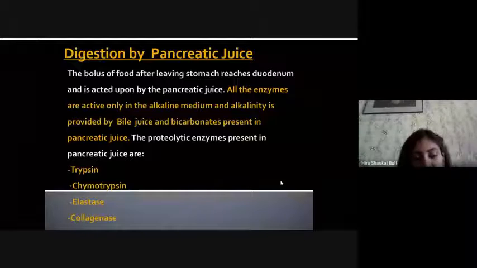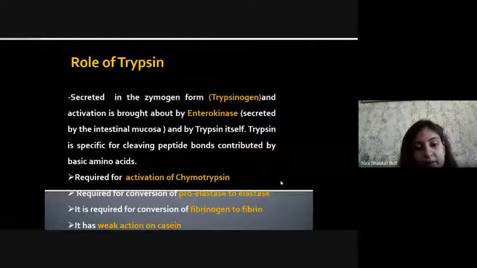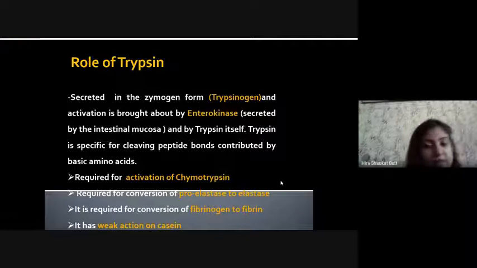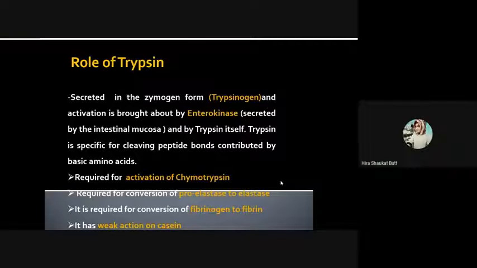So what are their actions? What is the action of trypsin? Trypsin is also released in inactive form, that is trypsinogen, and its activation occurs through an enzyme, that is enterokinase, which is released from the intestinal wall, the wall of the small intestine, from the mucosa. It acts on milk protein casein. It also converts fibrinogen into fibrin and proelastase into elastase.